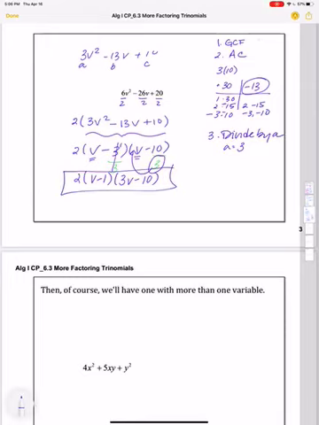Now you can check yourself if you want by FOILing, and you will see that you will get the original problem that we started with. But this factors into that.